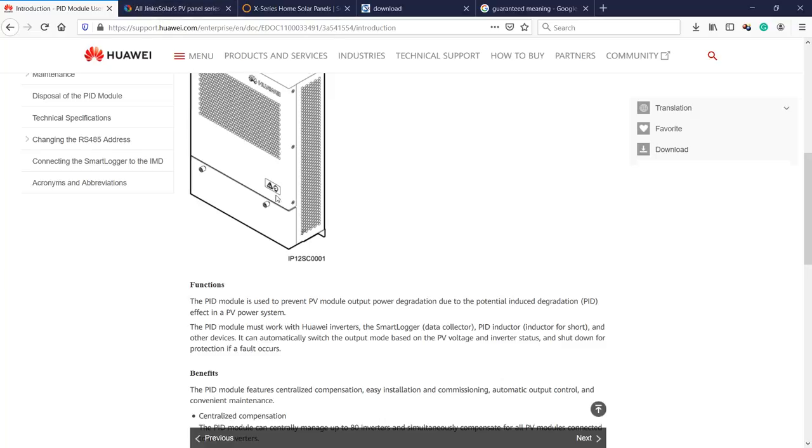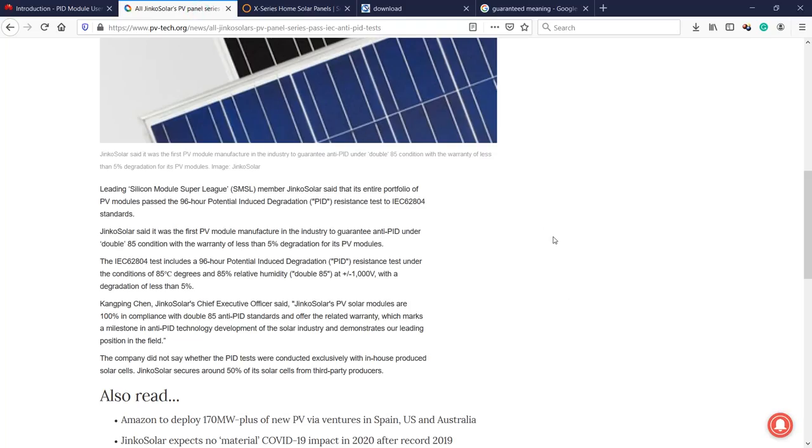Another method is to choose a PV module with anti-PID characteristics, for example from Jinko Solar. Jinko Solar is the first PV module manufacturer in the industry to guarantee anti-PID using the IEC 62804 test, which includes a 96-hour potential induced degradation resistance test under the condition of 85 degrees Celsius and 85% relative humidity at voltage plus minus 1000 volt. It produces a degradation of power of less than 5%. Okay, let's go back to the notes.